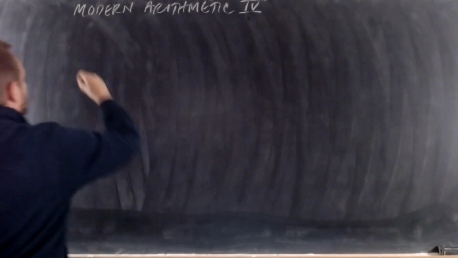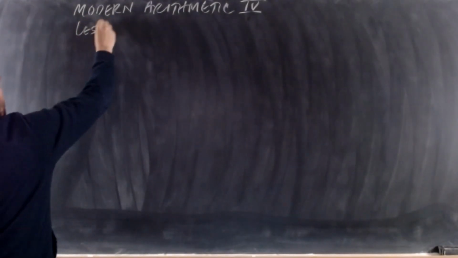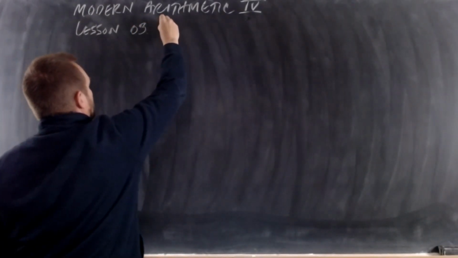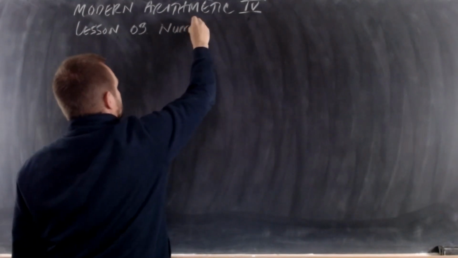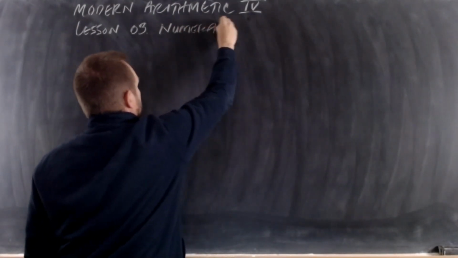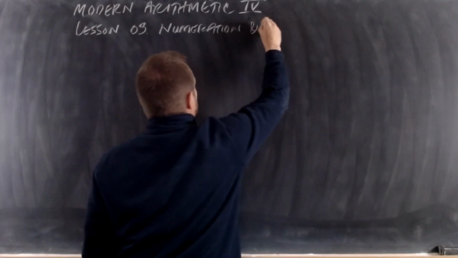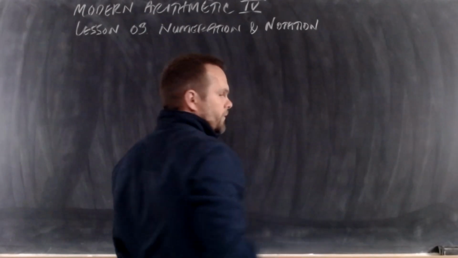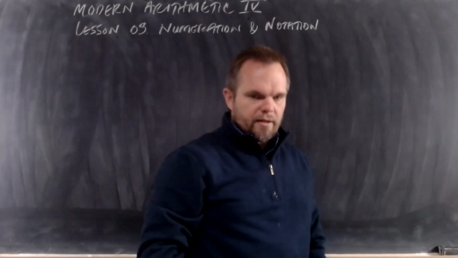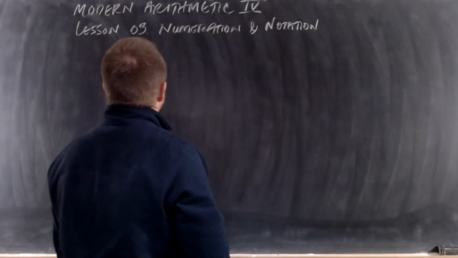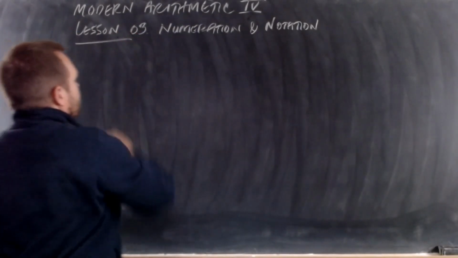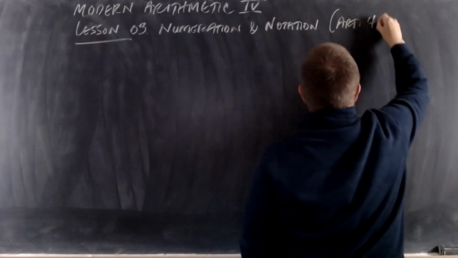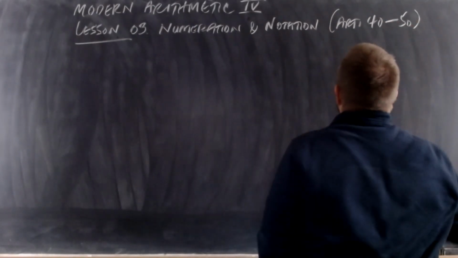This is Lesson 3. And the topic is numeration and notation. Is that right? Is that what it says at the top of the chapter? None of you hear me? Oh, you don't have it in front of you? Yeah, that's it. Numeration and notation. Okay, so Lesson 3, numeration and notation, and that's Articles 40 to 50 in our textbook.